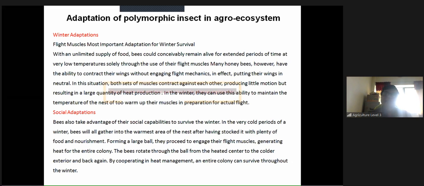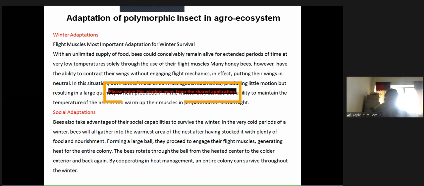So this is another way of adaptation for the honeybees. Clear? This is called social behavior or social manner, so this type of adaptation is called social adaptation.